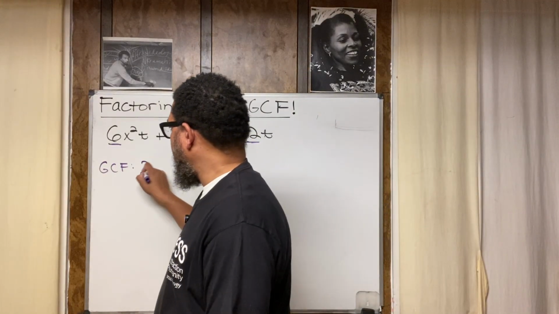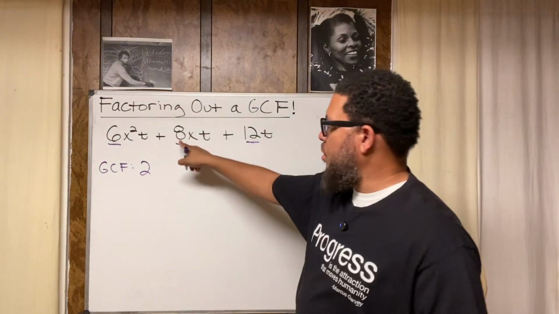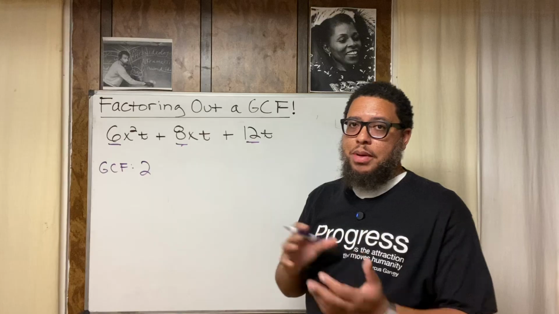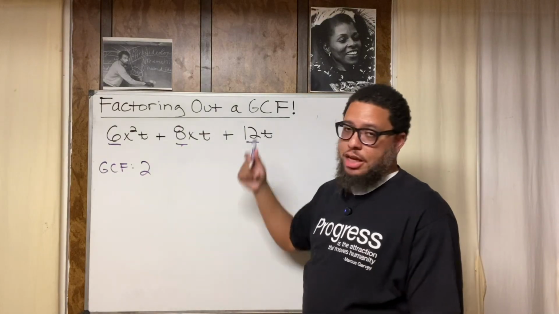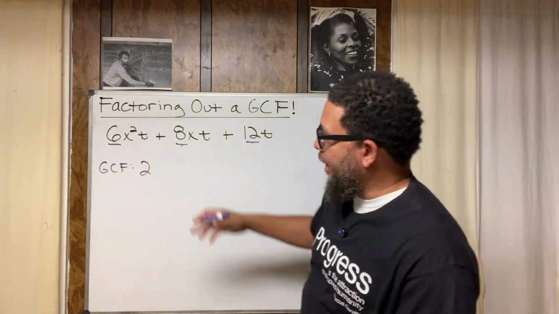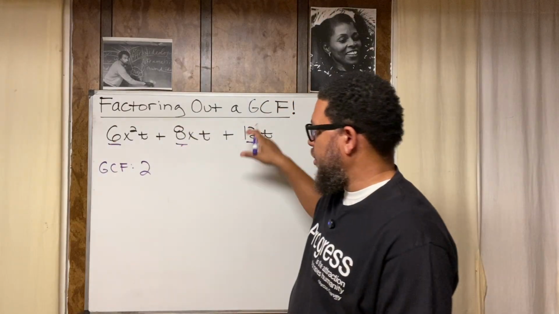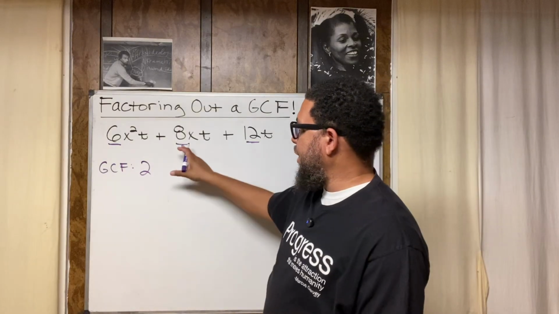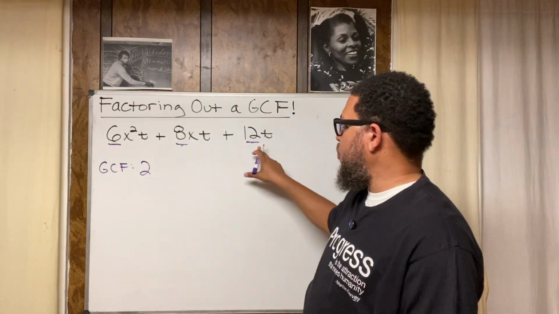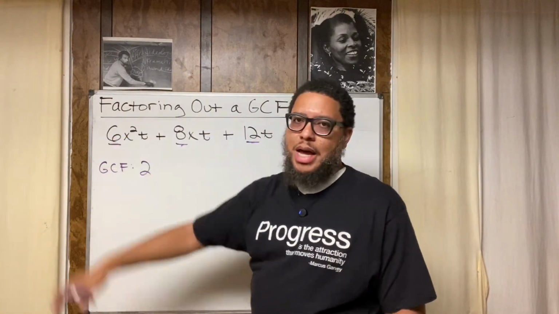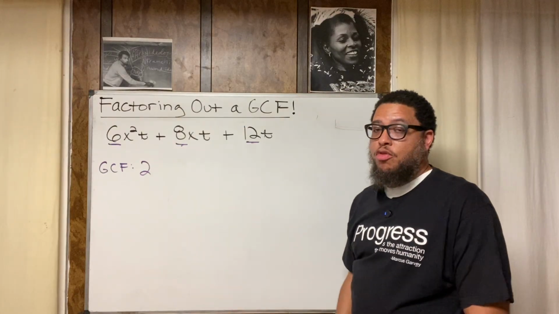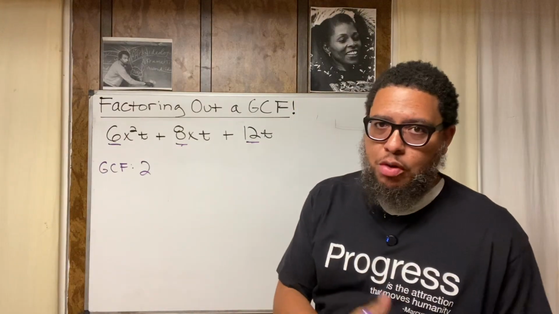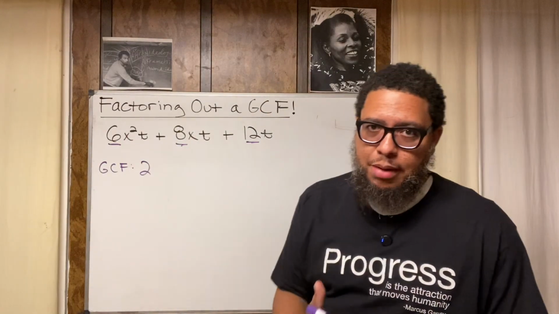Why is it 2? Because 2 times 3 is 6. 2 times 4 equals 8. 2 times 6 equals 12. 2 is the greatest number. The G in GCF stands for greatest. 2 is the greatest number that can multiply into all three of these. 4 can multiply into 8 and 12. 4 times 2 is 8. 4 times 3 is 12. But 4 can't multiply into 6 with another whole number. 4 times a fraction equals 6, but you can't multiply 4 by a whole number and get 6. That's why 4 can't be the GCF.